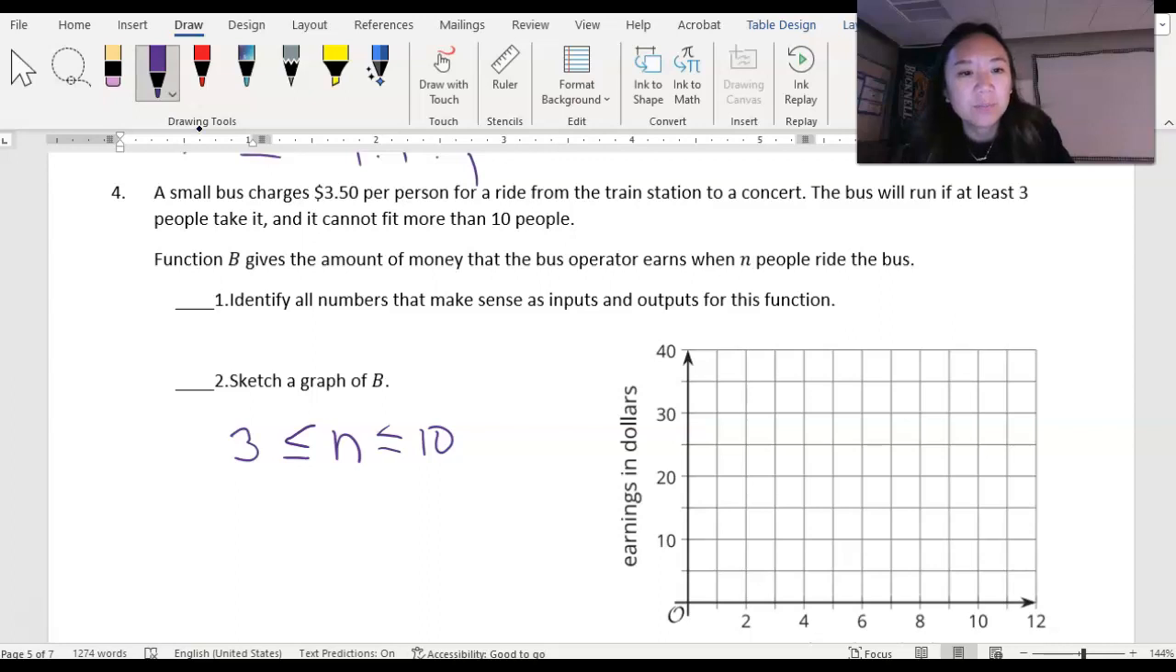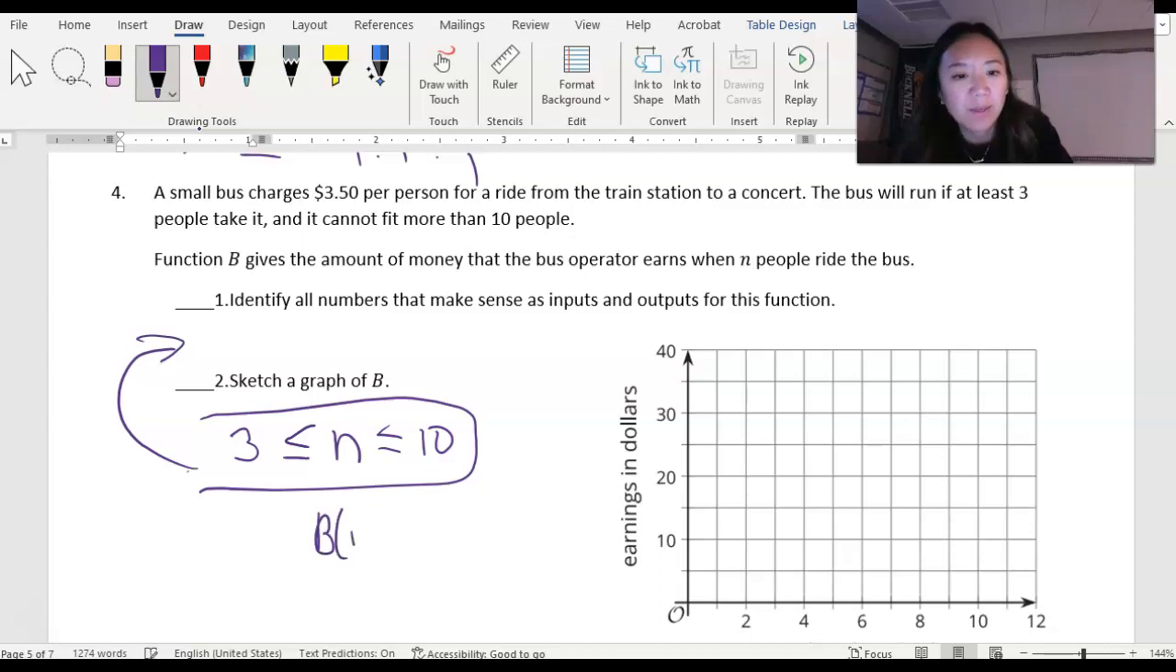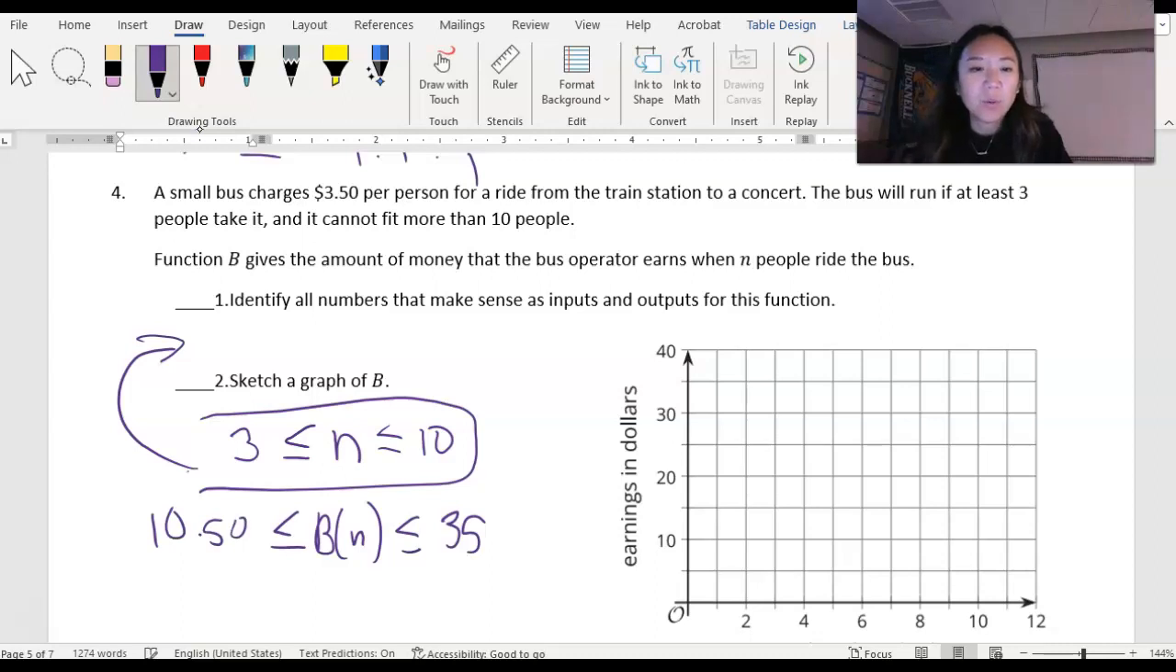So for inputs, we have any numbers between 3 and 10. For outputs, we are going to be multiplying B of n times 3.50. So 3.50 times 10 gives me $35. And then if only 3 people ride, 3 times 3.50 is 10.50. So our outputs could be anywhere from $10.50 to $35. So then it says sketch a graph of B.